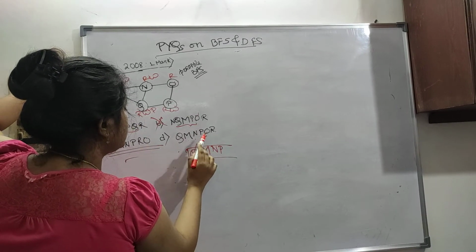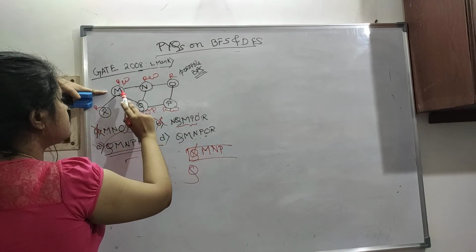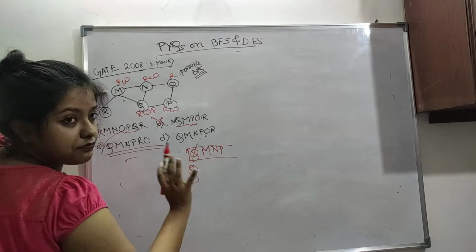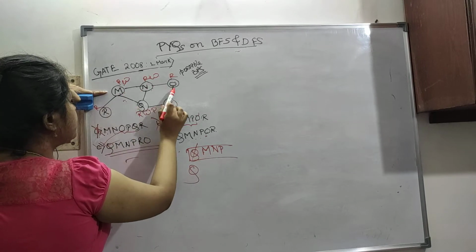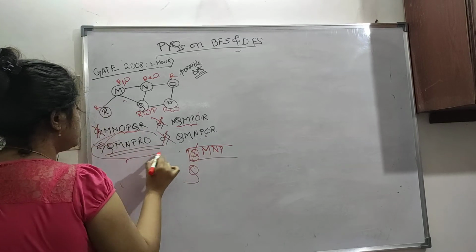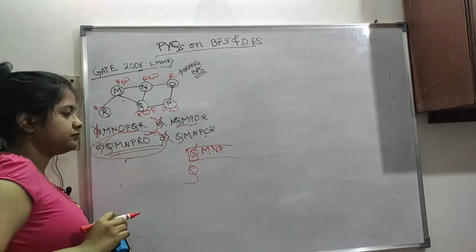Okay, so O cannot come after N because O is not adjacent to M. If it would have been N here, then it would have been different, but O cannot come after N, only R can come. So this is false. So only option correct here is C.